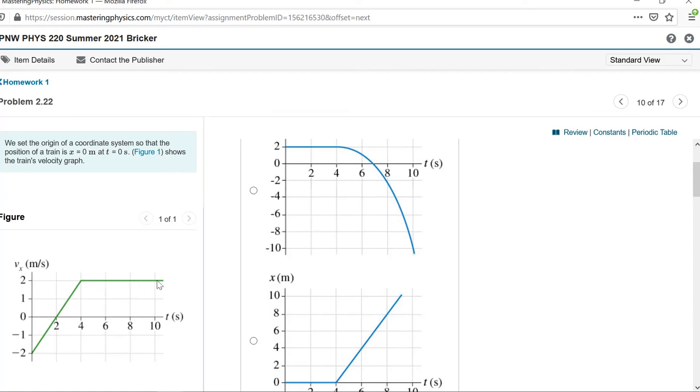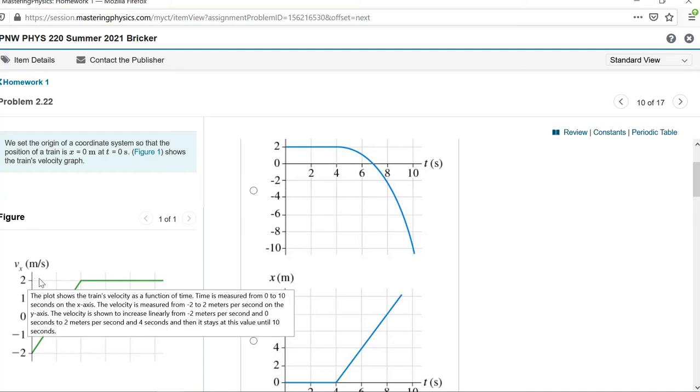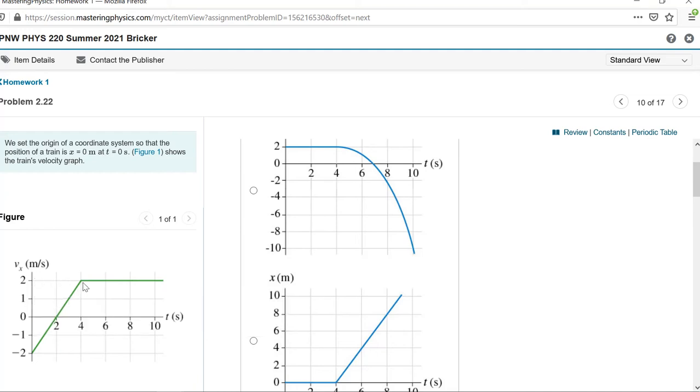So from 4 seconds on, the position versus time graph should be just a straight line with a slope of 2, right? Because that's the speed here. Okay, so from 0 seconds up to 4 seconds, the velocity is changing. So we'll have to have a graph that corresponds to that. Let's take a look at these and see if we can weed some of them out.